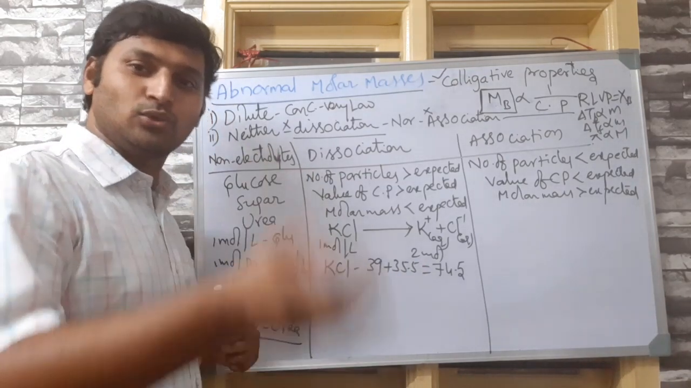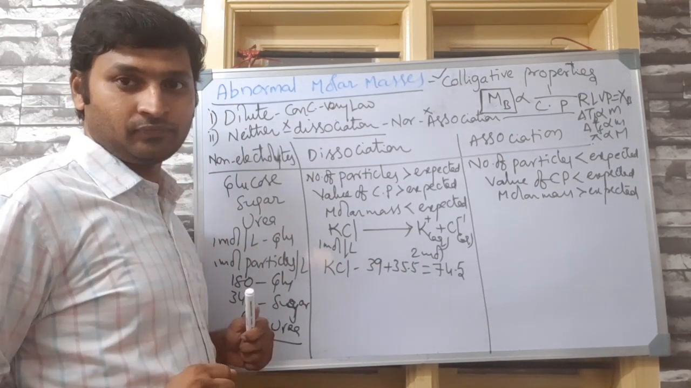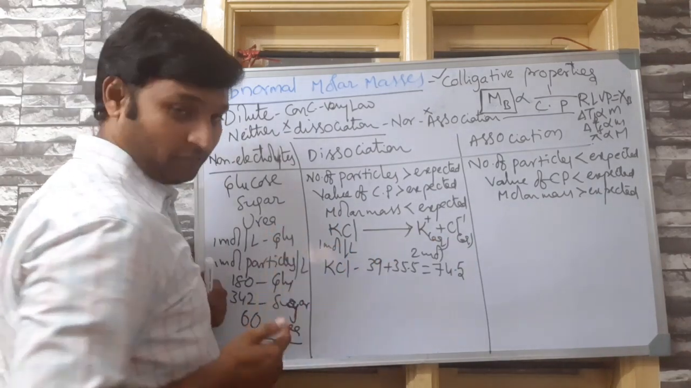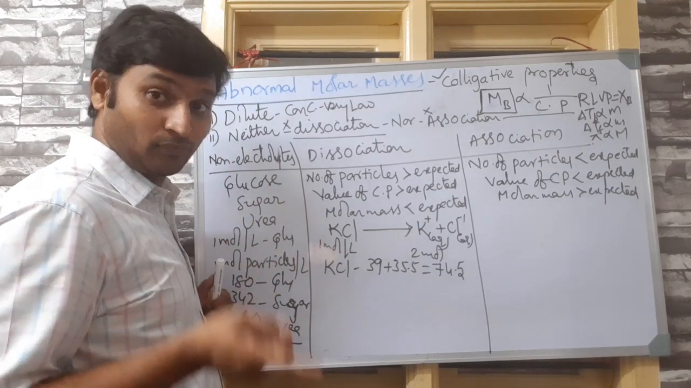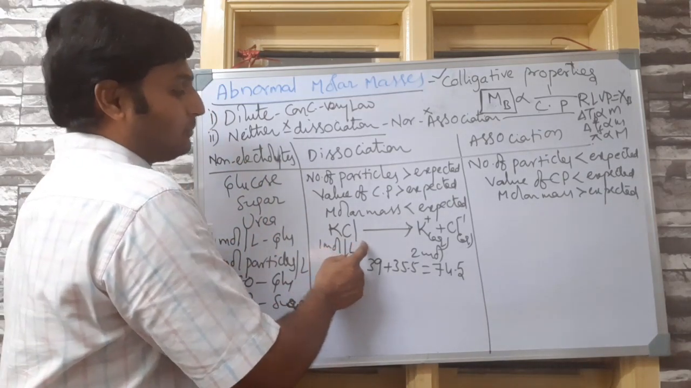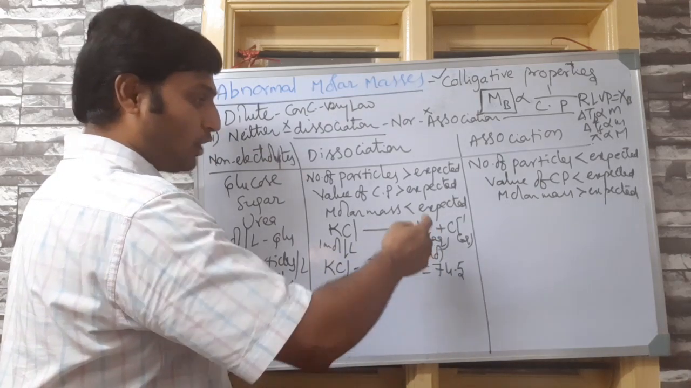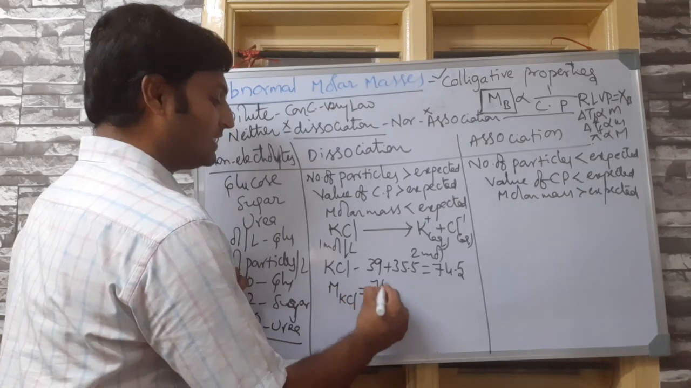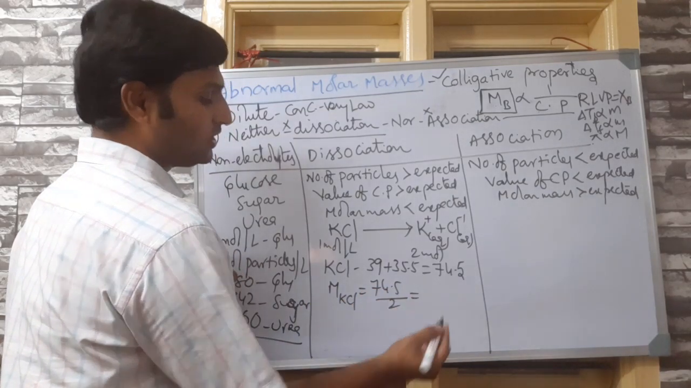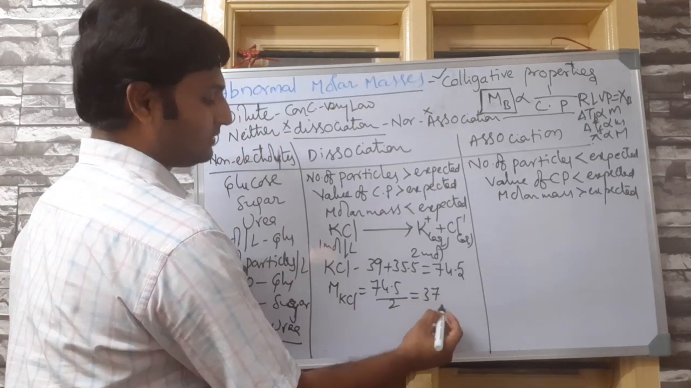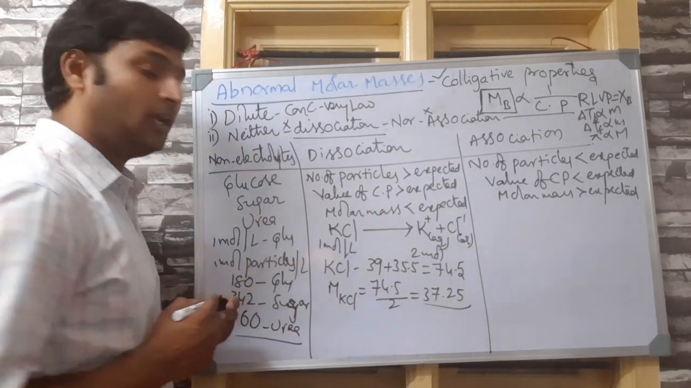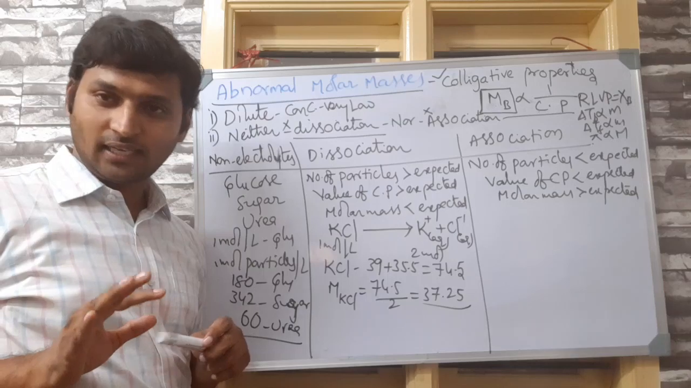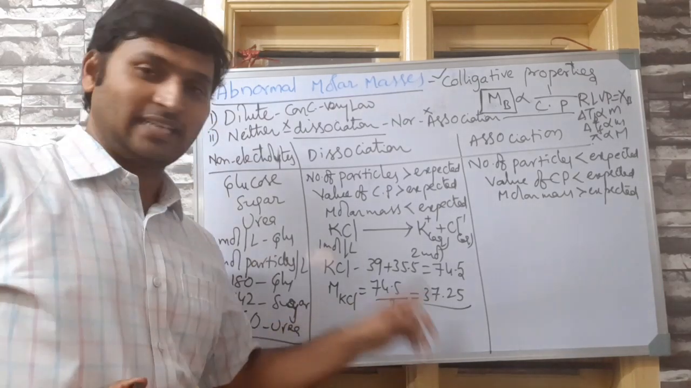Now I am trying to verify it using the colligative properties method. When I dissolve potassium chloride in water, I will get 2 moles of particles for every mole. As a result, the colligative property comes double the expected. As a result, the molar mass of KCl comes to 74.5 by 2, which is 37.25. You will end up getting that. Is that clear? So you are getting a false negative result.